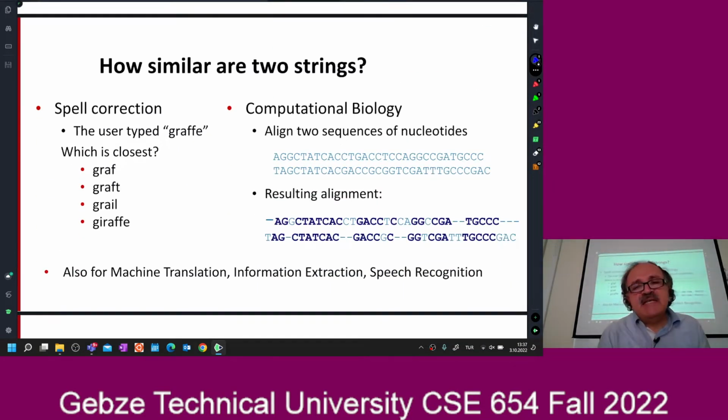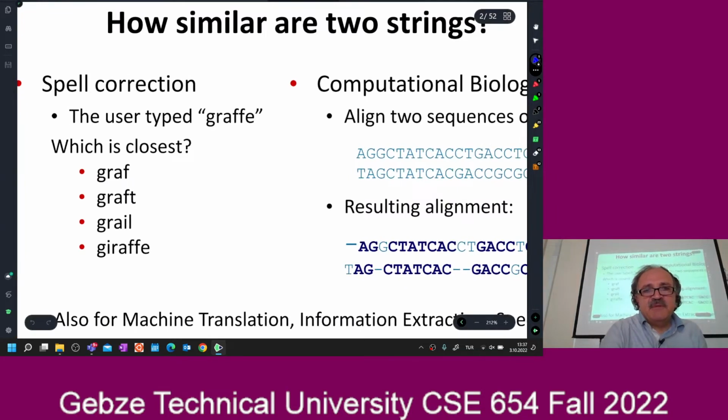Edit distance is defined in a standard way. Suppose somebody typed this word using the keyboard, graph. It doesn't mean anything in English. It is not in the dictionary. So that must be a spelling error, right? I didn't type it correctly. It is either graph, graphed, grail, giraffe, etc. I don't know which one it is. It could be any of them.